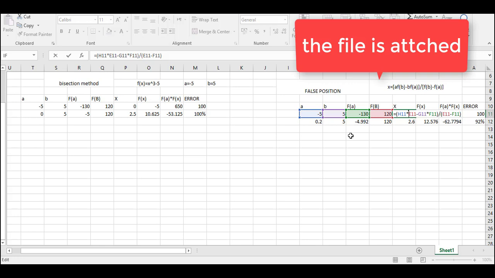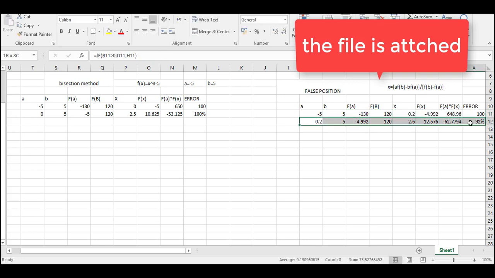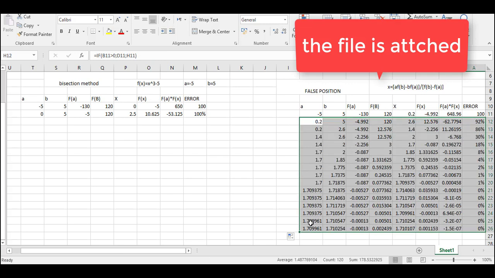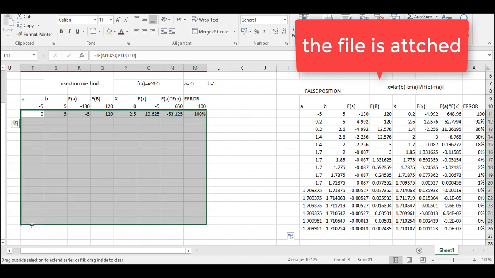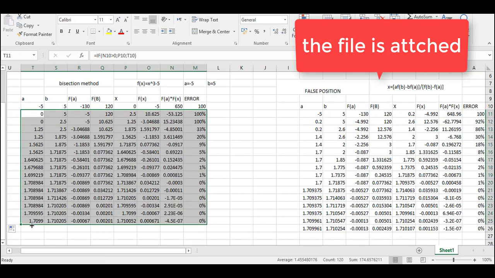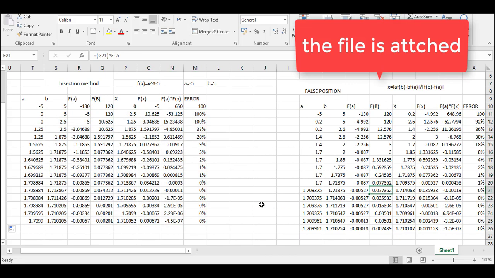We will now scroll down all the cells, as you see, and we will know the difference between them. No difference approximately. The value of x here is 1.7 and the value here is also 1.7.